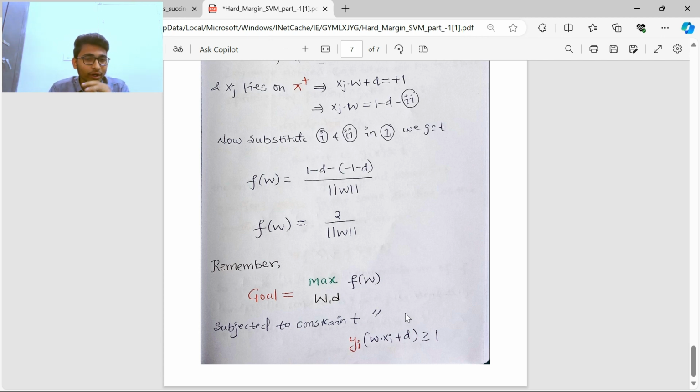Now how are we going to do this? Who will help us? I think you might know the Lagrangian. The Lagrangian will help us to maximize this function. In the next video, part 2, I will explore the Lagrangian multiplier method to maximize this f of w.